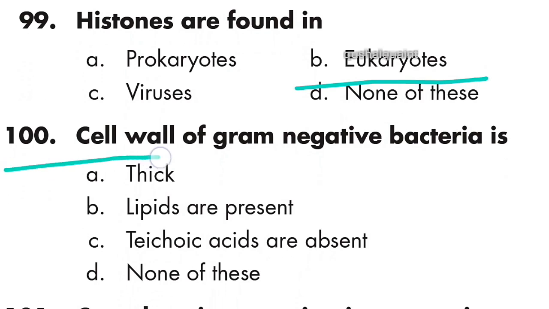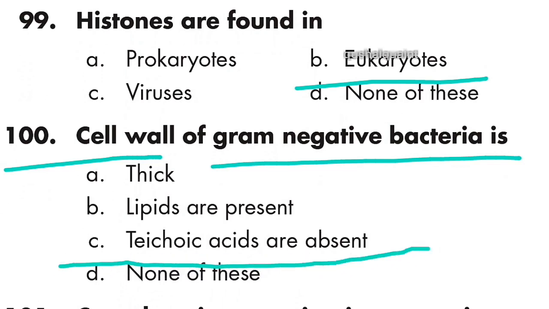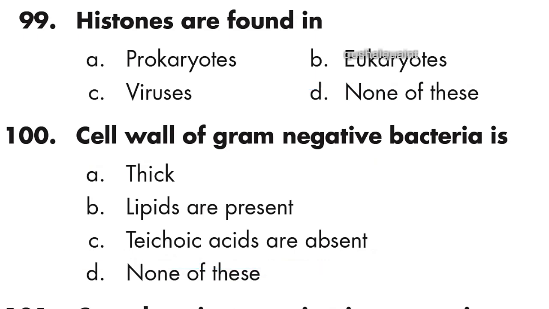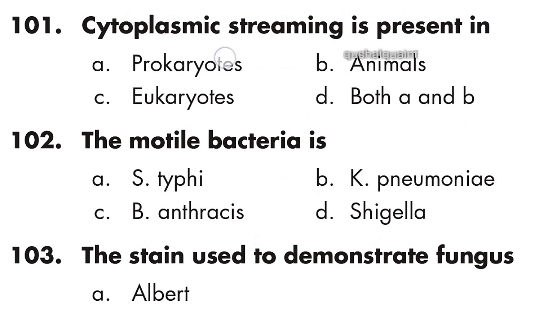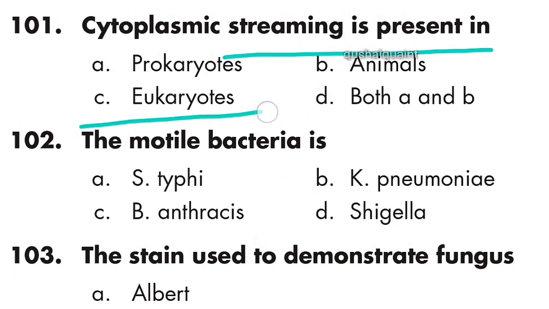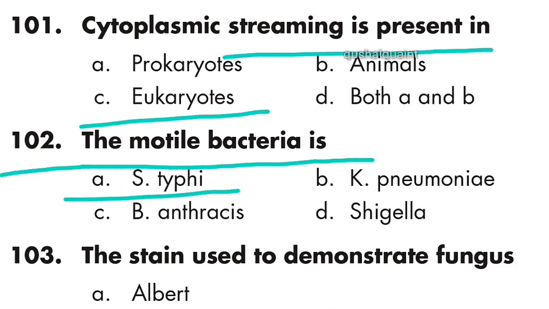Question 100: the cell wall of gram negative bacteria is, teichoic acids are absent. Option C is right. Question 101: cytoplasmic streaming is present in eukaryotes. Option C is right, eukaryotes. Question 102: the motile bacterium is S. typhi. Option A is right, S. typhi.